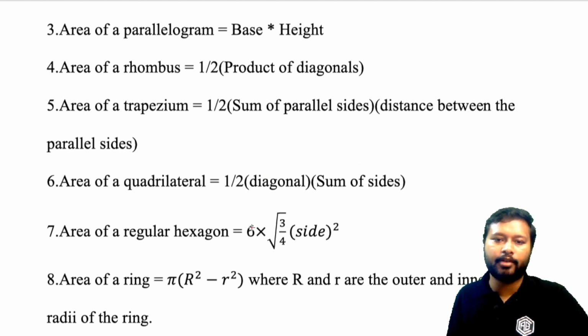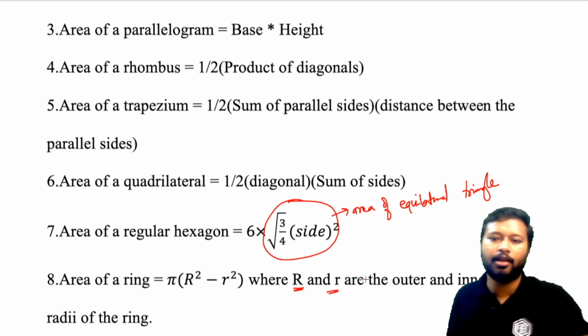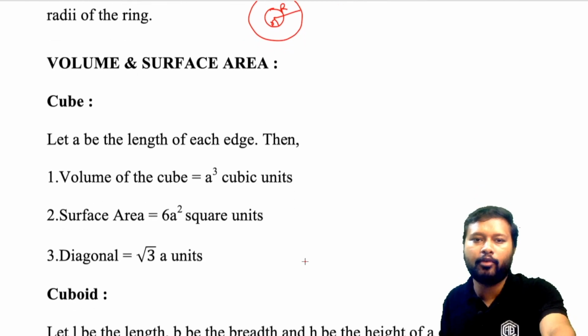Area of hexagon is equal to 6 into root 3 by 4 side square. Remember that this root 3 by 4 side square is also the area of an equilateral triangle. Area of a ring is given by pi (R square minus r square), where capital R and small r are the outer and inner radii of the ring. That means if this is a ring, the outer radius will be capital R and small r will be the inner radius. Okay, let's talk about volume and surface area.